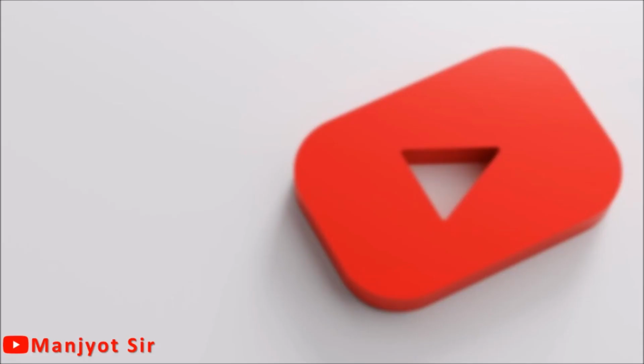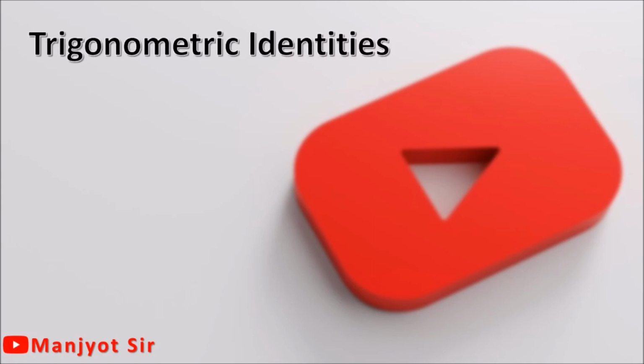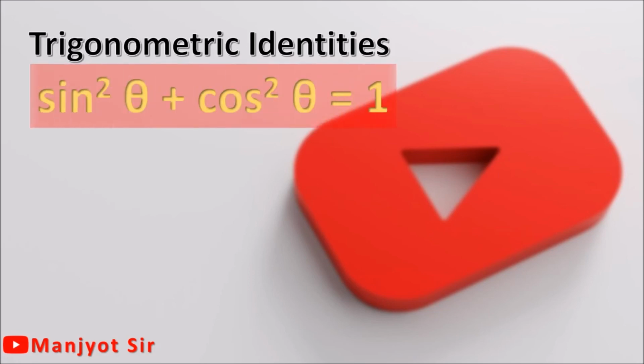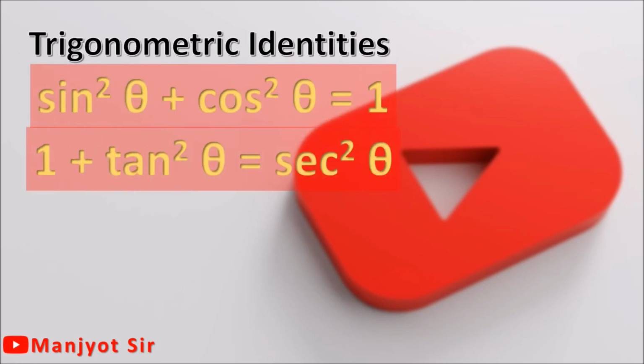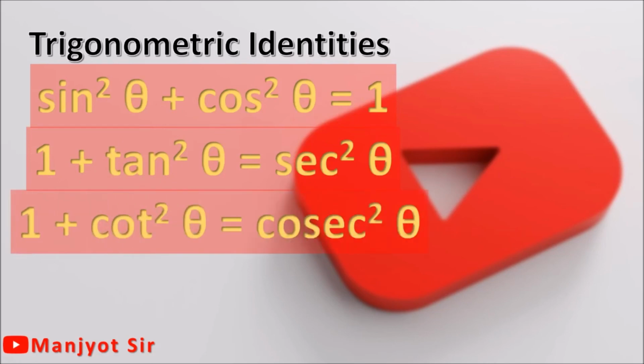Now let's revise all three identities which we studied just now. There were a total of three trigonometric identities. First was sine square theta plus cos square theta is equal to 1. Second was 1 plus tan square theta is equal to sec square theta. And third was 1 plus cot square theta is equal to cosec square theta. I hope everyone is clear with all three proofs.